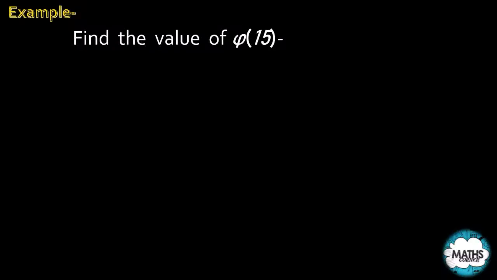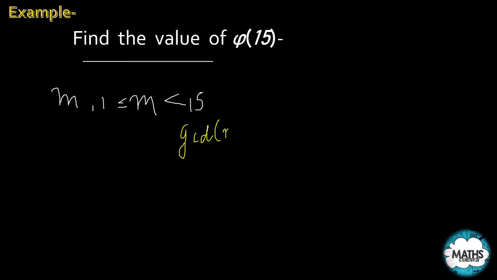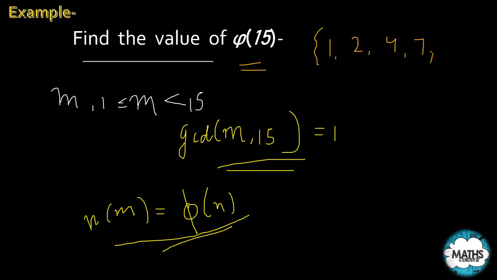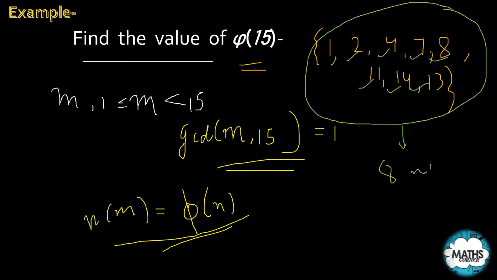Suppose we have to calculate the value of phi of 15. So what is the value of phi of 15? I will give you some time to calculate it. What is the actual meaning of phi of 15? It is all the natural numbers m such that gcd of m and n is 1. So let me find out all the numbers which are co-prime to 15.